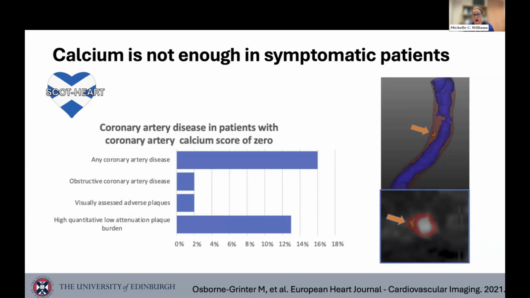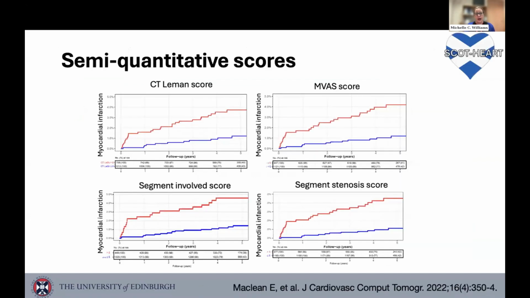We looked at this in SCOT-HEART, and we found that in patients who had a calcium score of 0, 16% had coronary artery disease, 2% had obstructive coronary artery disease, 2% had visually assessed adverse plaque characteristics, and nearly 13% had a high burden of quantitatively assessed low attenuation plaque. So on CT coronary angiogram, we've got a variety of ways that we can classify burden of plaque. There's lots of different scoring systems, some more complicated than others, all show pretty much the same thing: more plaque, worse for you.